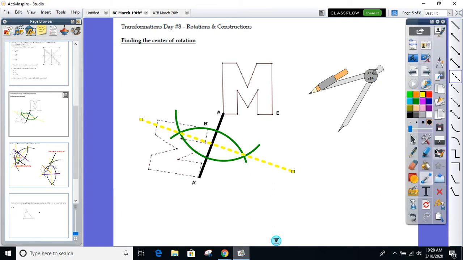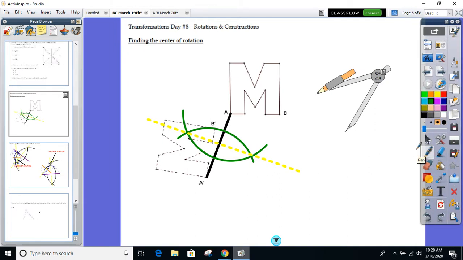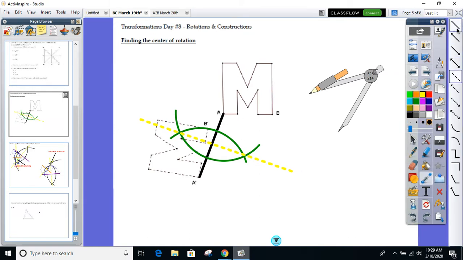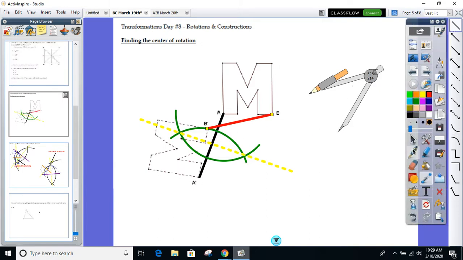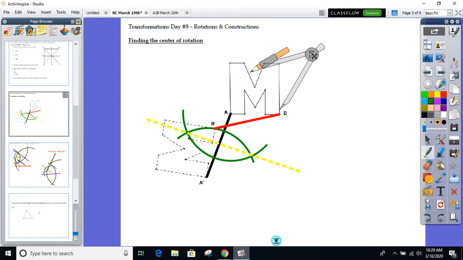That should sound familiar because that's what we did earlier in the unit when we found the line we reflected an object over. This is not a reflection, so that wouldn't be the line of reflection. This is a rotation. So what I need to do as well is do this a second time with a new pre-image and image point. So now I'll connect B and B prime and find the perpendicular bisector for this segment.